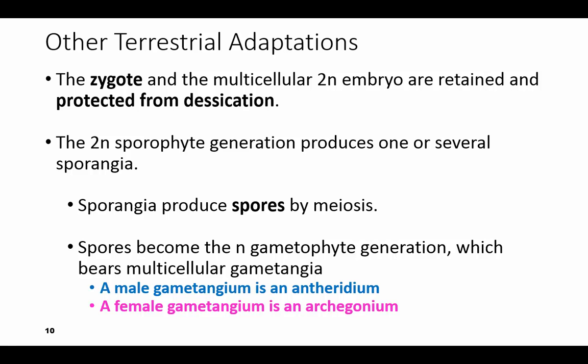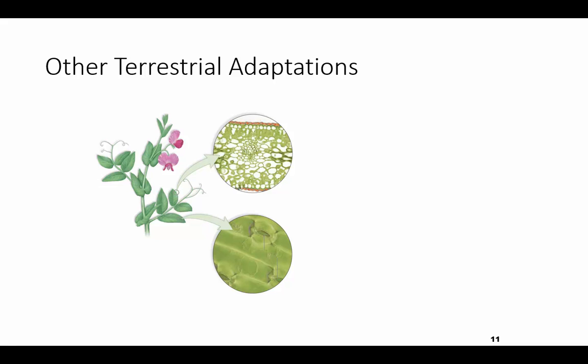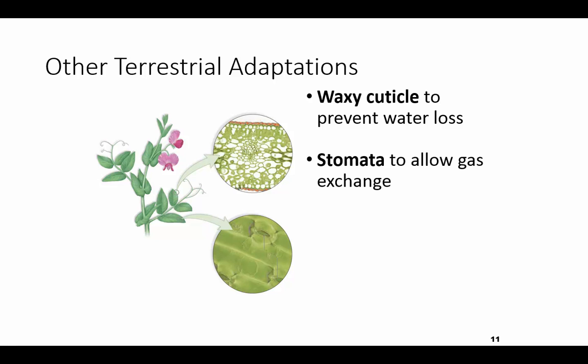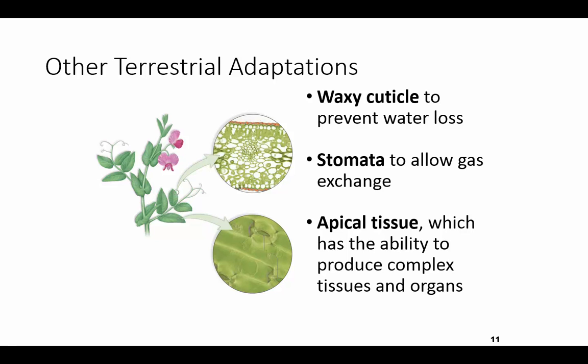The male gametangium is called the antheridium, and you remember, no you don't remember, we hadn't had it yet. And the female gametangium is called the archegonium. Some other adaptations, we've mentioned the waxy cuticle to prevent water loss, the openings in the lower epidermis called stomata that allow carbon dioxide in and oxygen out so that photosynthesis can happen, and then also the apical tissue that produces complex tissues and organs.